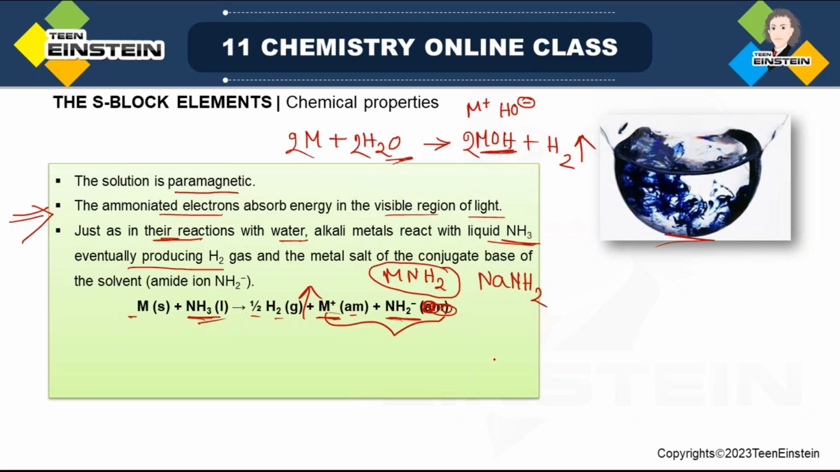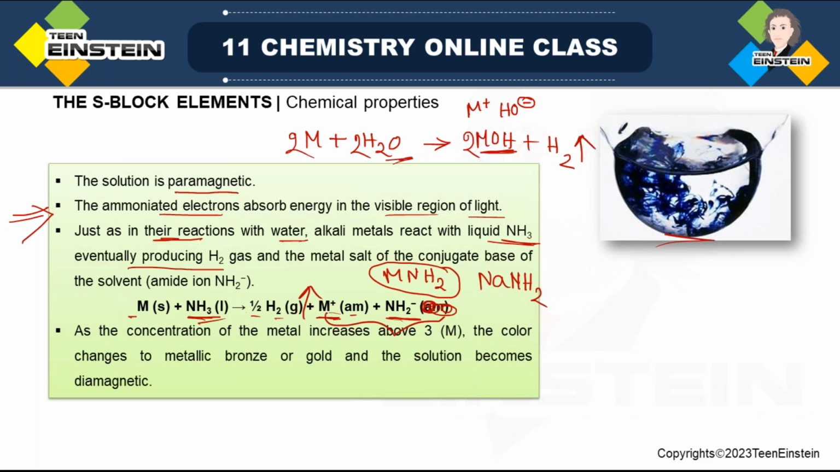So you can find some similarity with MOH. OH from water you are getting by removing one H. NH2 you are getting from ammonia by removing one H. Similar type of behavior.